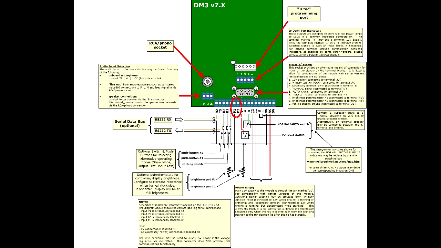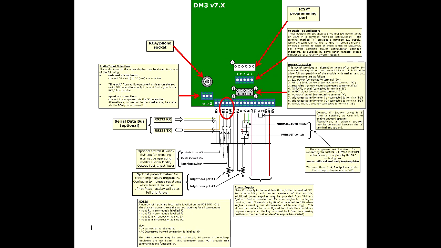If the potentiometers are not connected at all, then the brightness of the module will operate at full brightness. If the switches, the push buttons and switches, are not connected at all, then the unit will only operate in normal running mode.